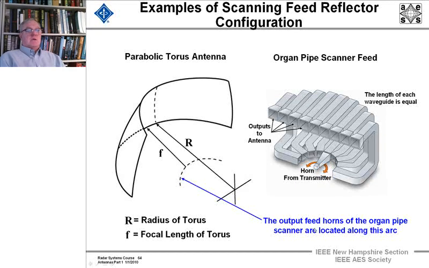Isn't that interesting? This is before we had phased arrays, which I'll show can give you three-dimensional scanning over wide angles. The outputs of the feed horns are located along this arc. So you put this down here and have waveguides come up and go to feed horns that would go out, and they'd progress onward.